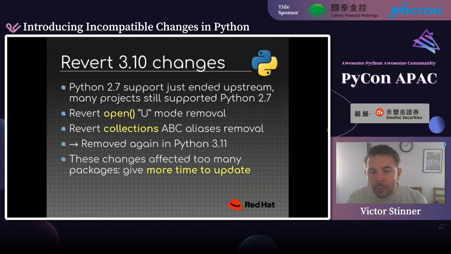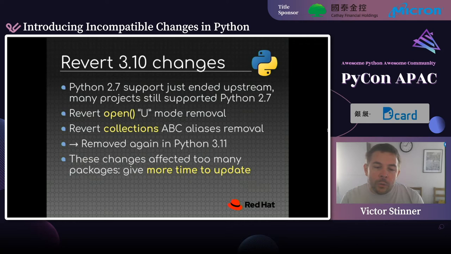The first one is the removal of the U mode of the open function. This one is really, really trivial because it's just a flag which is ignored in Python 3. It is just useless. But tons of existing legacy code was still passing the flag, even if the flag doesn't mean anything. And using the flag emits a deprecation warning, but by default it's not displayed.